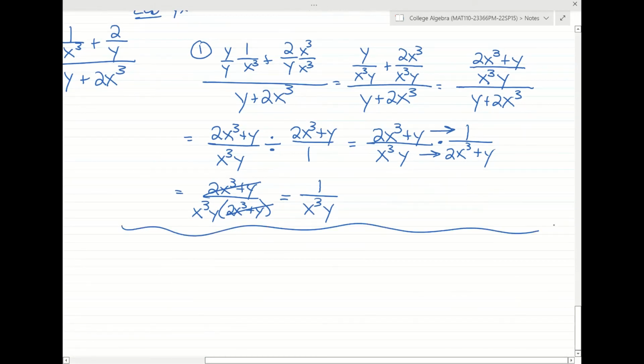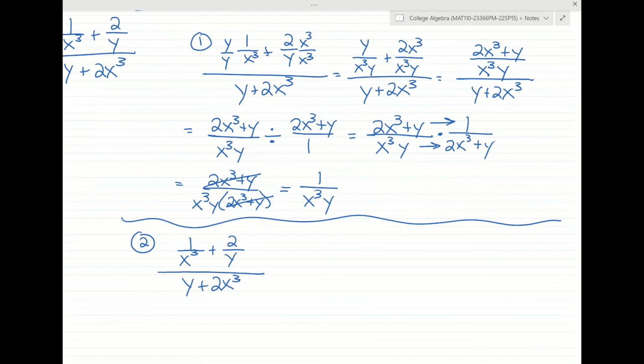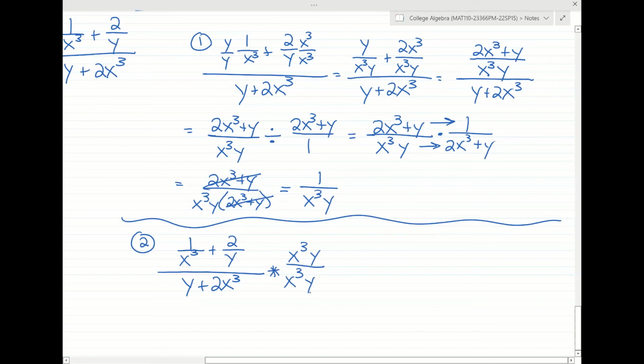I'll show you that second technique. Looks like for this problem. Second technique, if we start from 1 over x to the third plus 2 over y divided by y plus 2x to the third, we don't really have a fraction in the bottom. So what we could do is multiply the top and bottom by x to the third y. We're doing the same thing we did before, but in this case, there's nothing on the bottom, which is fine.